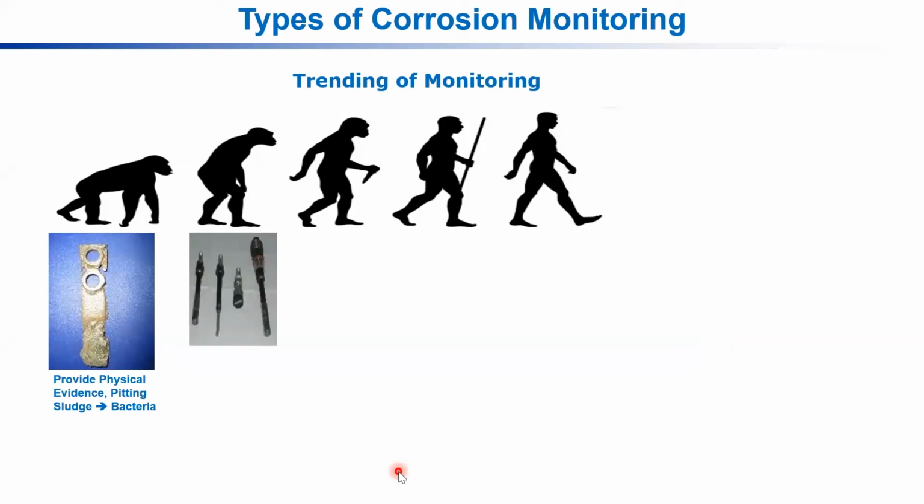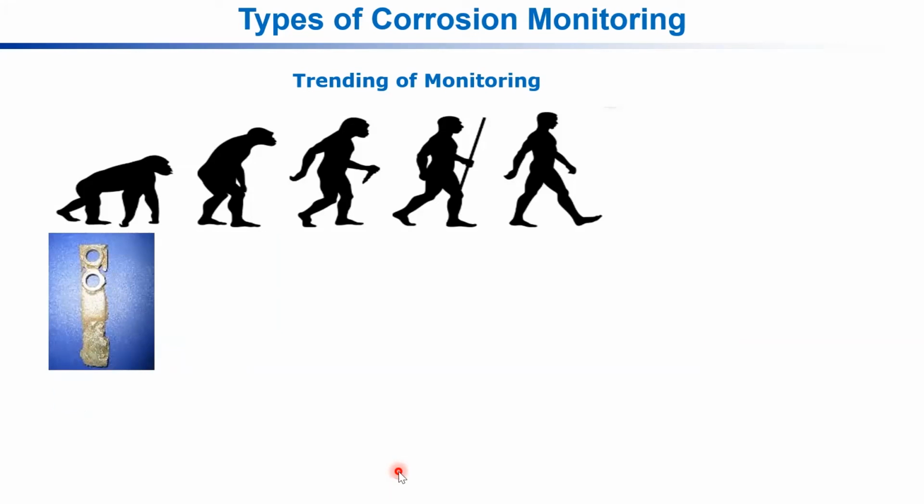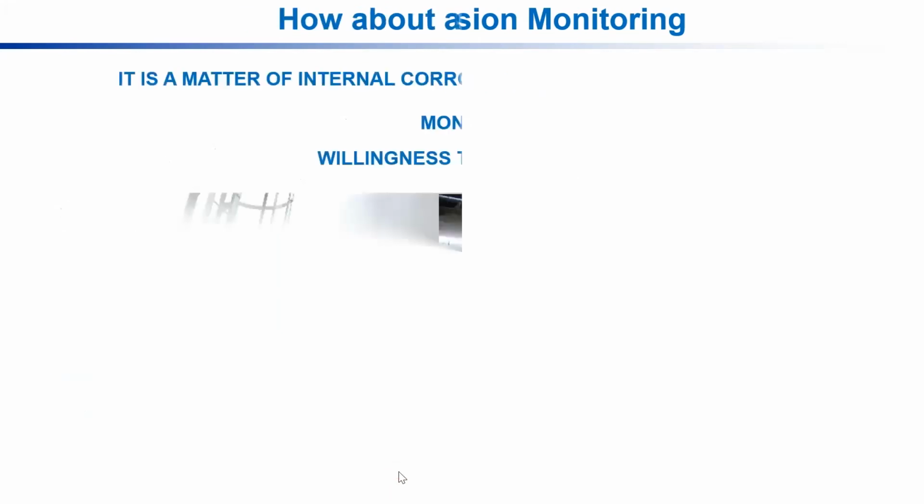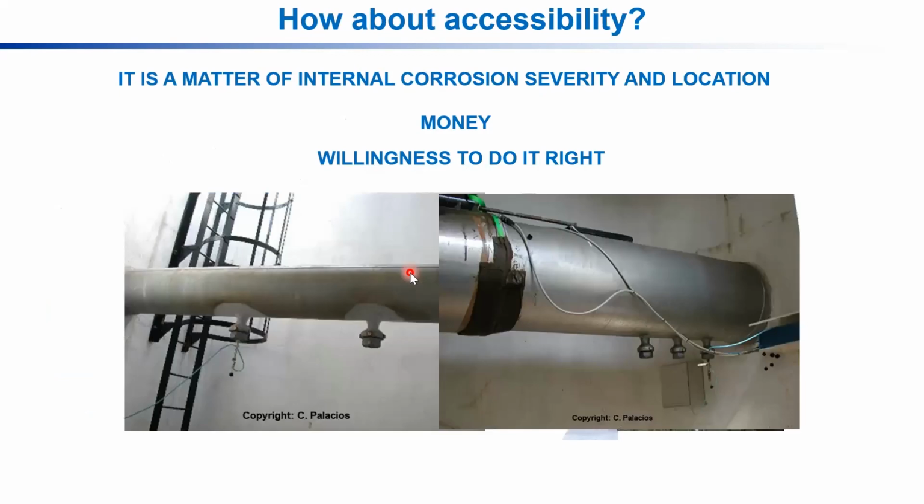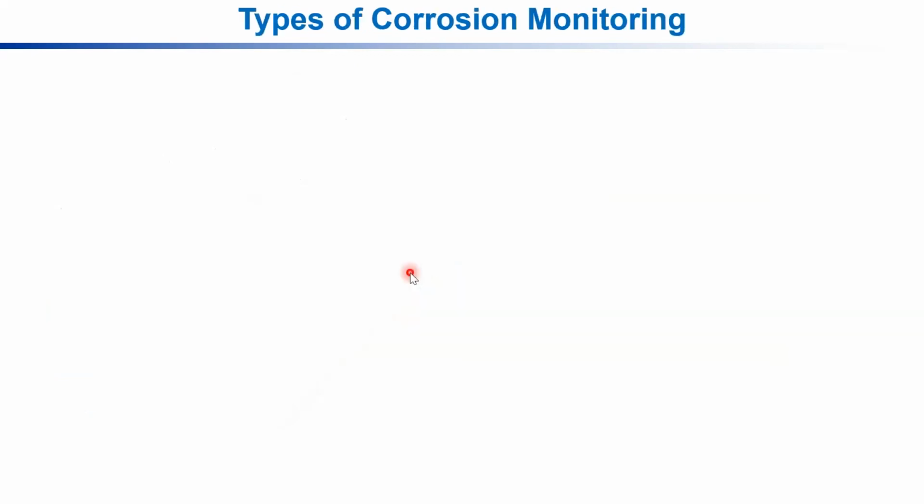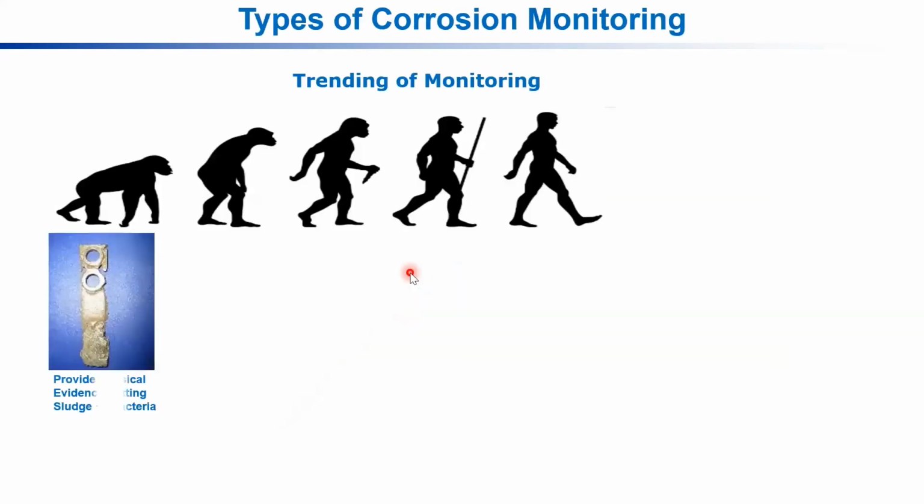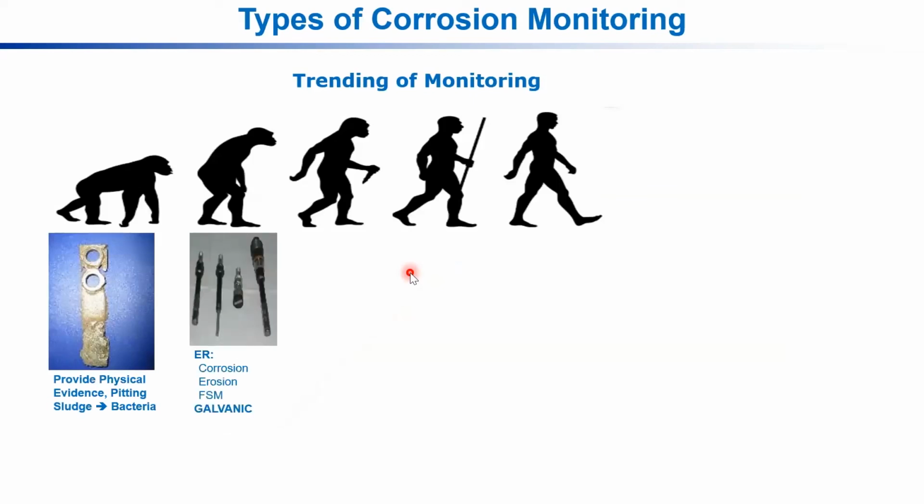Then we came up with the ER probes, electrical resistance probes, to measure erosion. The FSM is the field signature method, which is basically what you saw right here. Right here, this is the FSM. The FSM works basically under the same philosophy of an ER probe, but the disadvantage is that your pipeline is the probe. So I don't like them. We have galvanic probes.